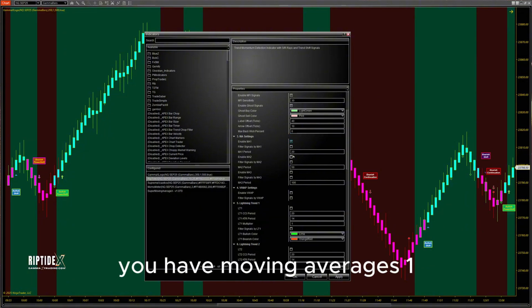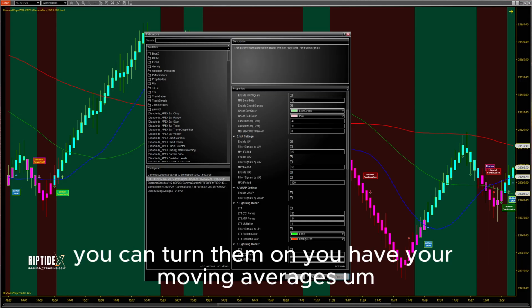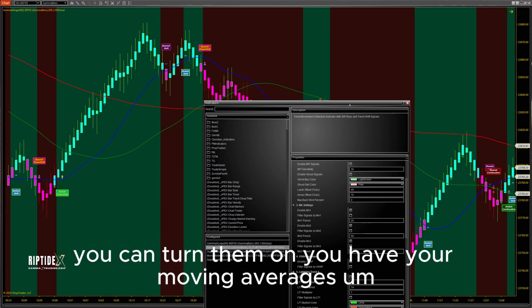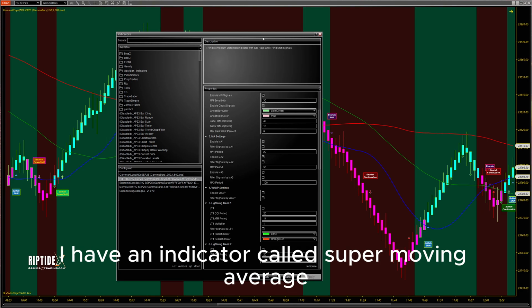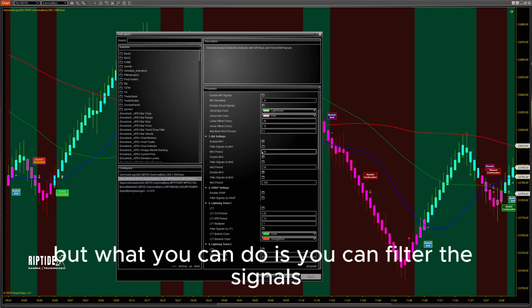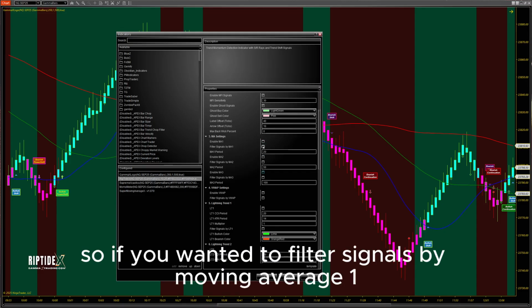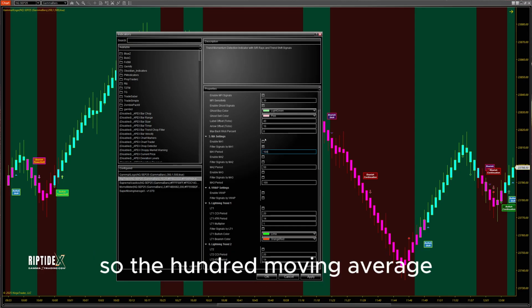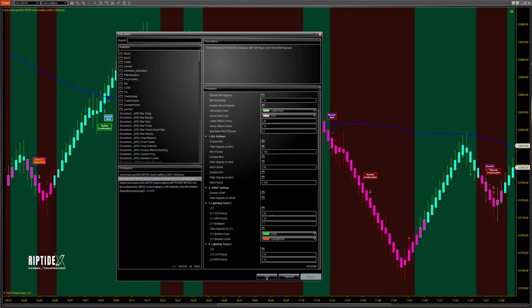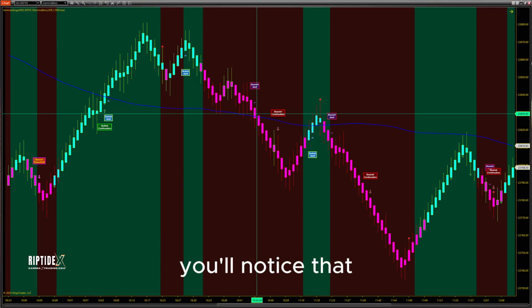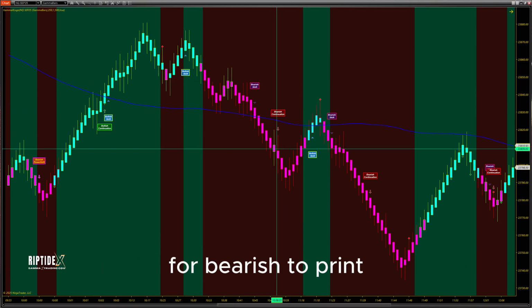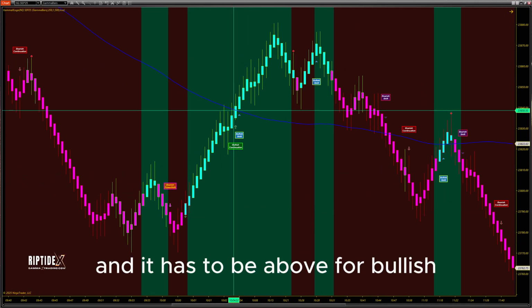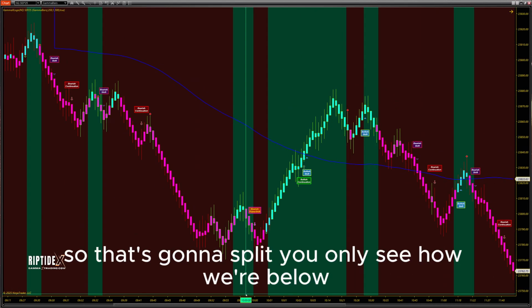You have moving averages, 1, 2, 3. You can turn them on. I have an indicator called SupremeXcastics that I use instead of these, but what you can do is filter the signals. If you wanted to filter signals by moving average 1, you can do that. Let's say we'll do a 100 period. You'll notice that the candle has to be below that 100 for bearish to print, and it has to be above for bullish. So that's going to split.